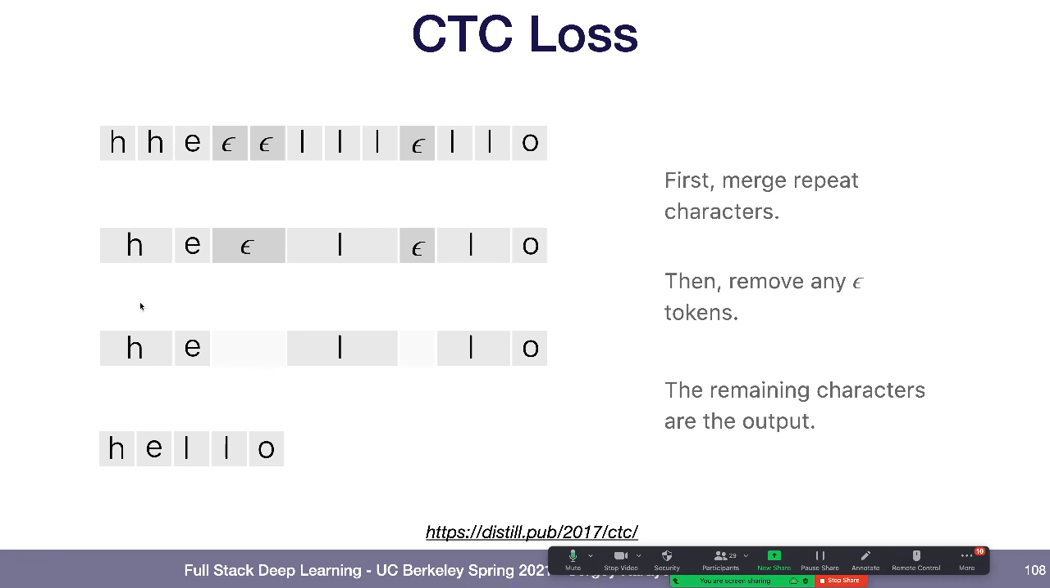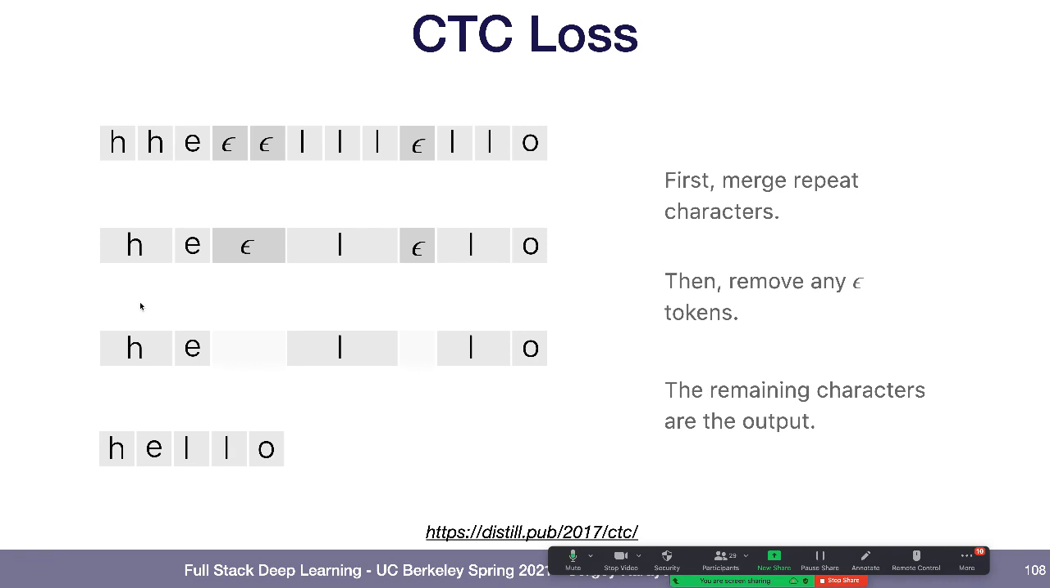We'll produce the, and then the model will produce either a character or an epsilon token. And then we'll have a rule for how we merge characters and epsilon tokens together in order to produce the final output sentence. The rules that we'll follow are: the first thing we'll do is merge all repeated characters. And then we'll remove any epsilon tokens, and the remaining characters are the output.